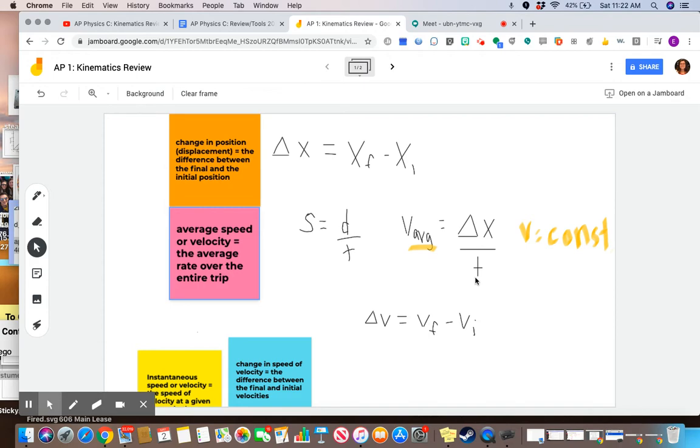It is technically change in time, but about 90% of the time, the initial time is 0. So technically it'd be final time minus 0. Okay, but it could technically have a delta t in the denominator.